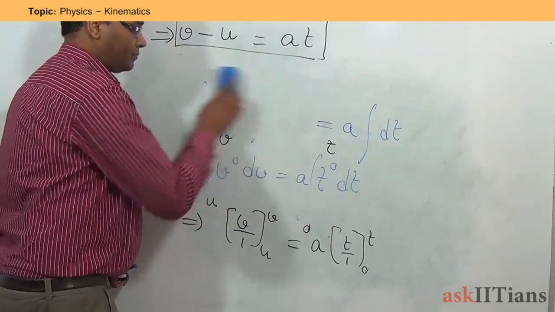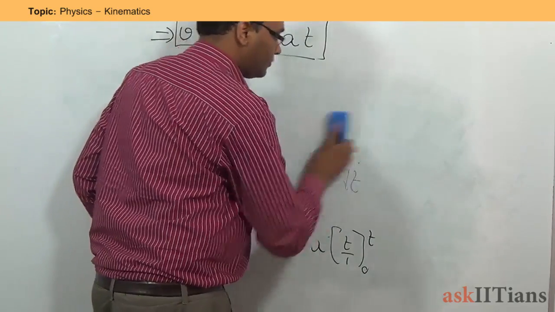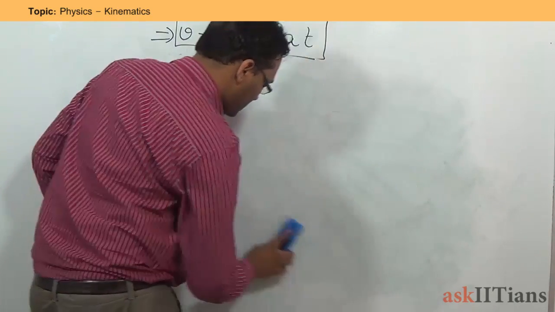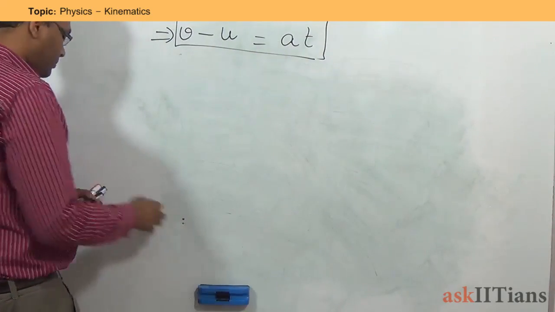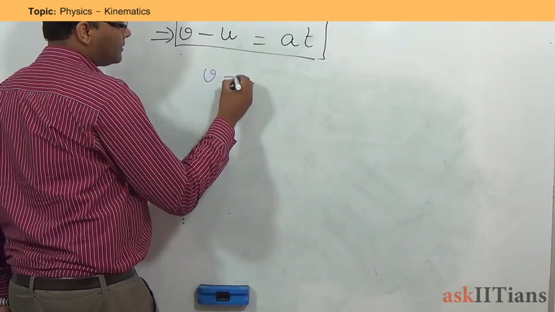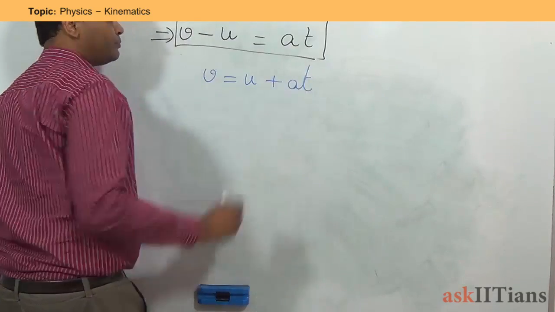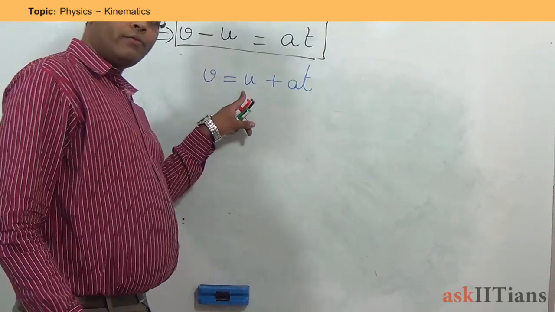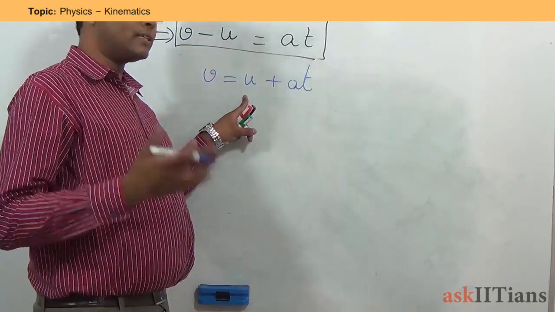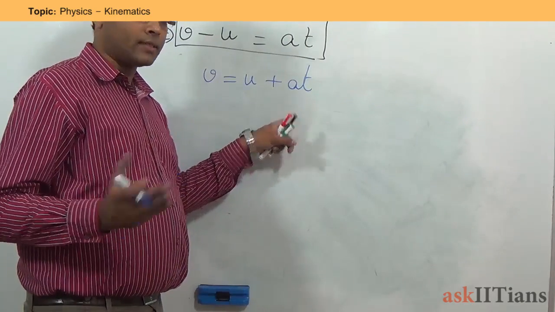Okay. Let's proceed further. If we proceed further, I can rewrite this particular expression as v is equal to u plus at. Now u is the initial velocity that cannot change. The body has already started with that. A is the acceleration that we assume, that there is a constant force that is active.